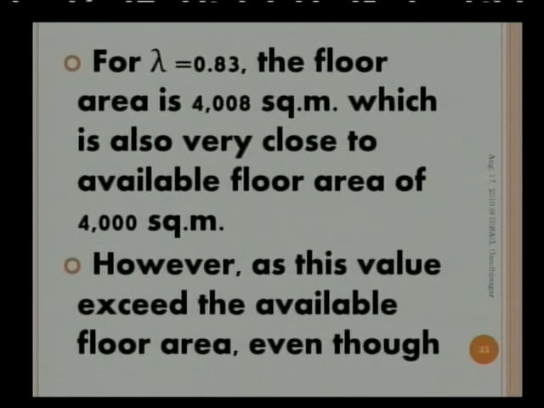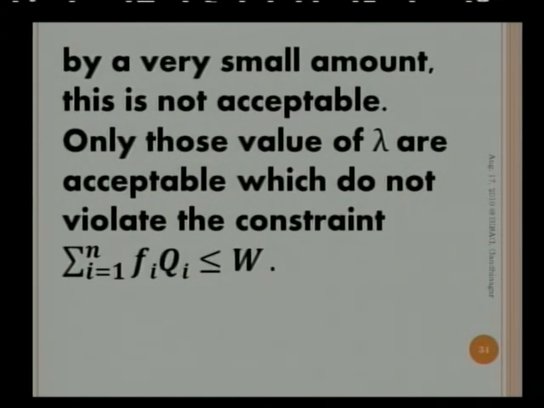For lambda equal to 0.83, the floor area is 4008, which is very close to the available floor area of 4000 square meter. However, as this value exceeds the available floor area, even though it is only 8 square meter, it will not support the constraint sigma FiQi less than or equal to W. So we need to go with 0.835 for lambda, and whatever the corresponding lot sizes are for Q1, Q2 and Q3, that will give you the minimum total cost.